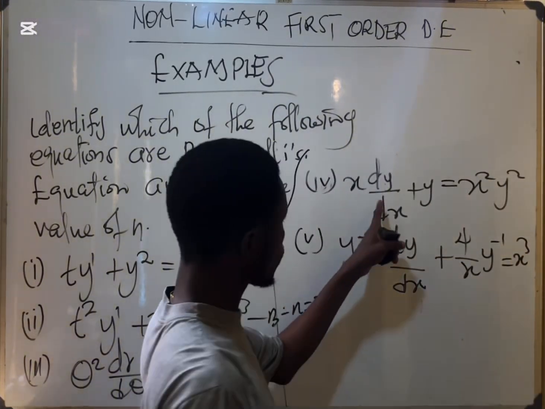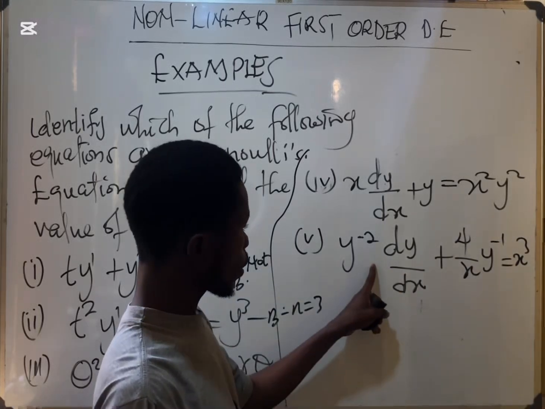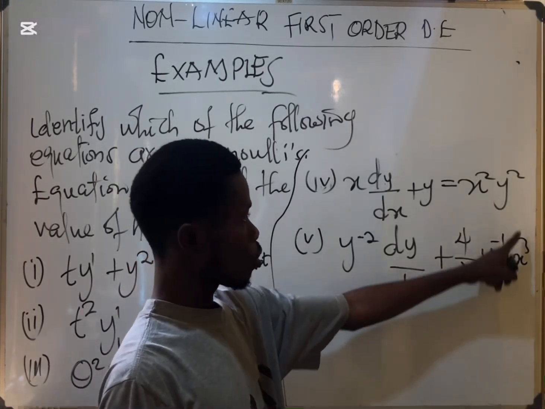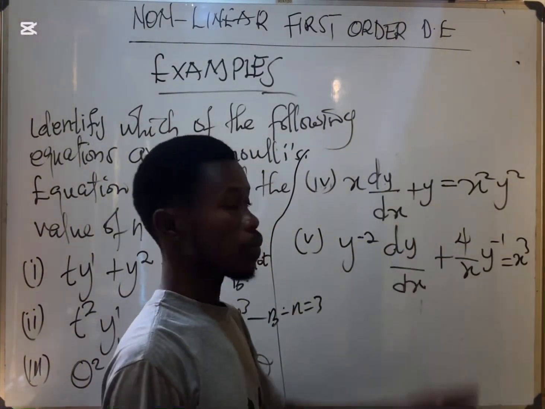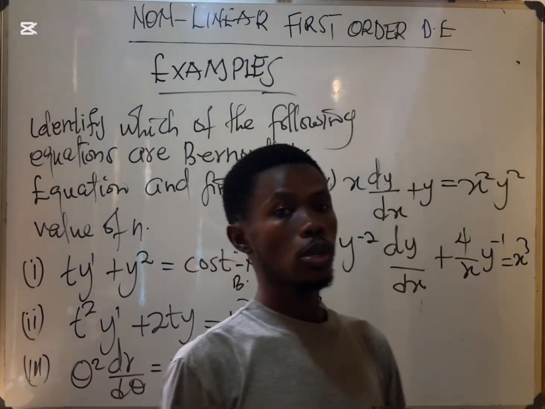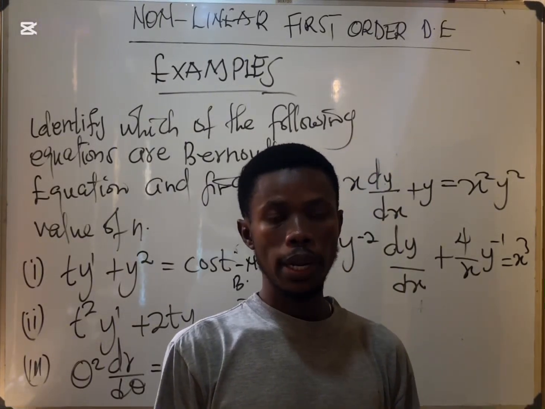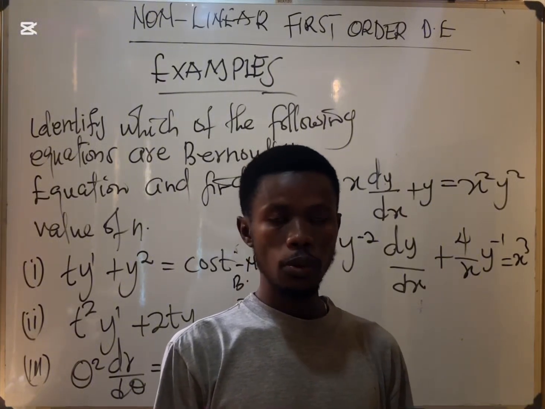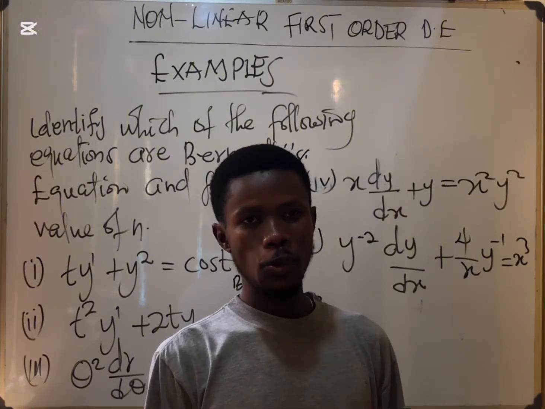Let's check this one. Yes, it's Bernoulli, right? If you divide through, we have y to the power 2. That one too is Bernoulli. So we have power 2 and also power 2. n is also 2, so it's Bernoulli. So the Bernoulli is very simple. The only thing you have to check is the dependent variable. When you realize that it has a power that is not 1 or 0, then you can say it is a Bernoulli equation.